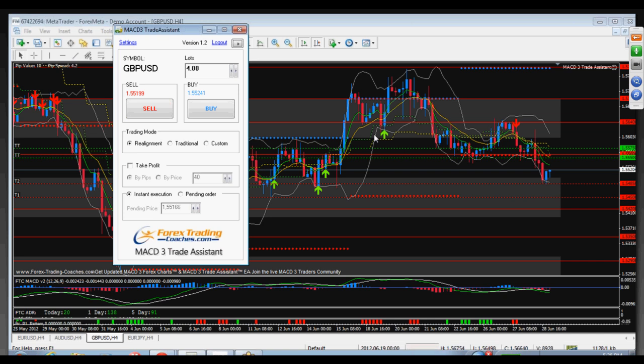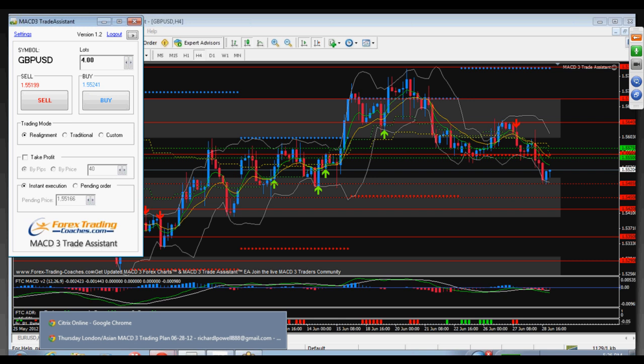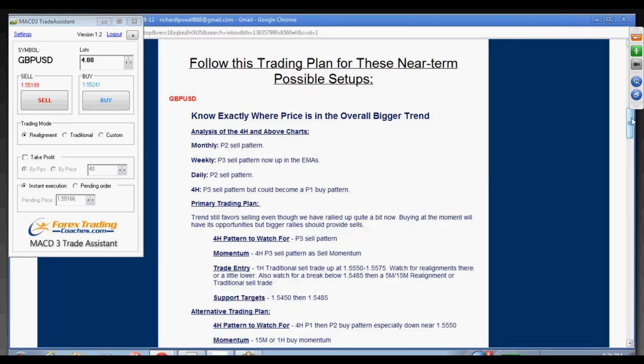So I have my traditional trades in green. I have my targets in red, and of course this is my code, but you guys can put in whatever you like. So that is the primary plan.